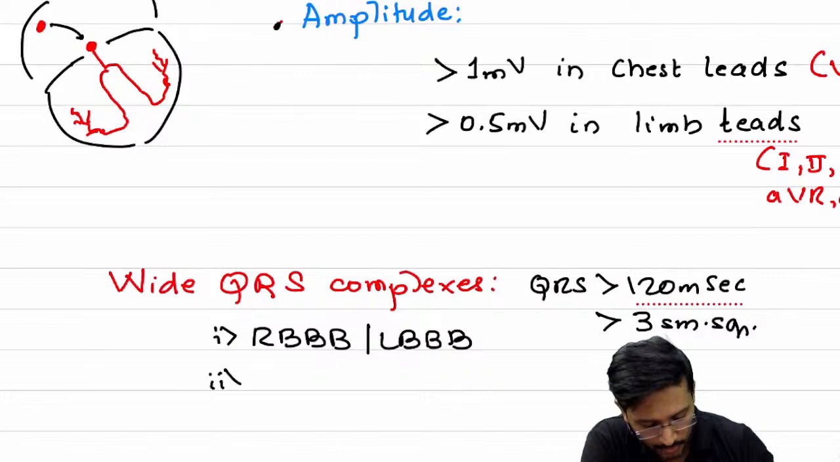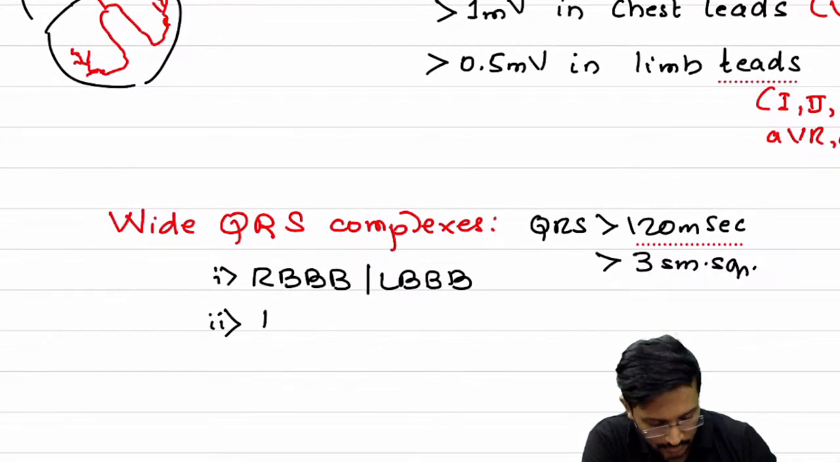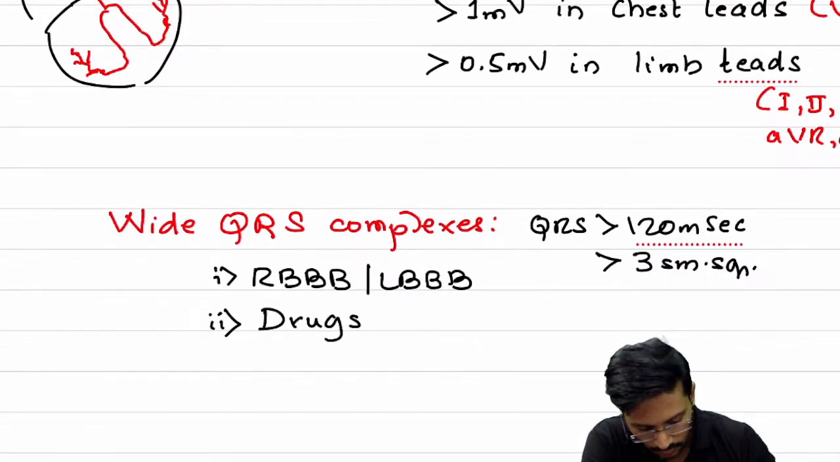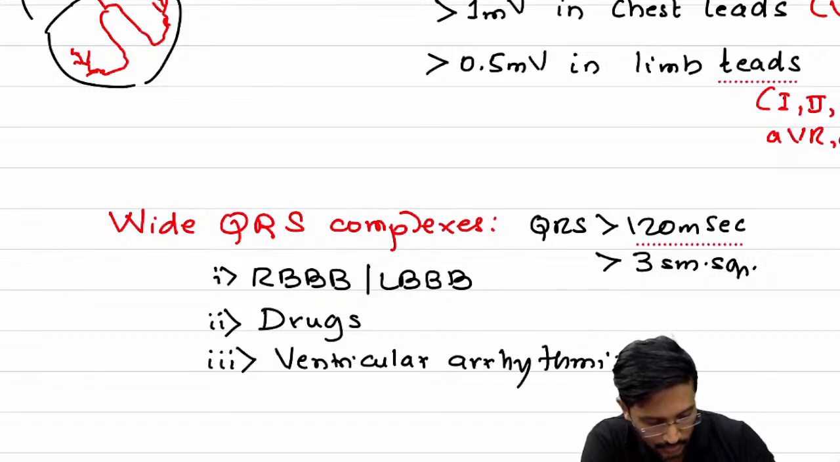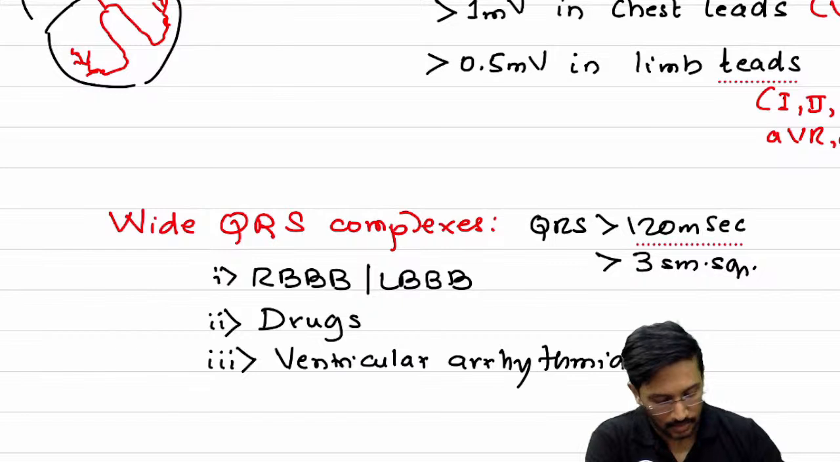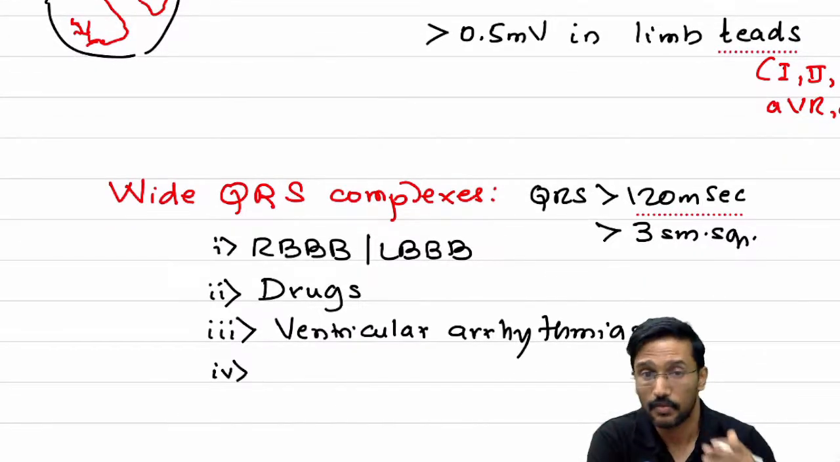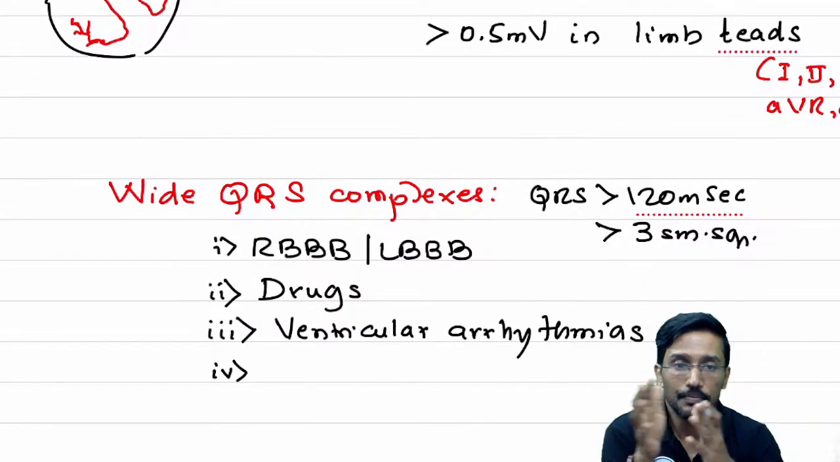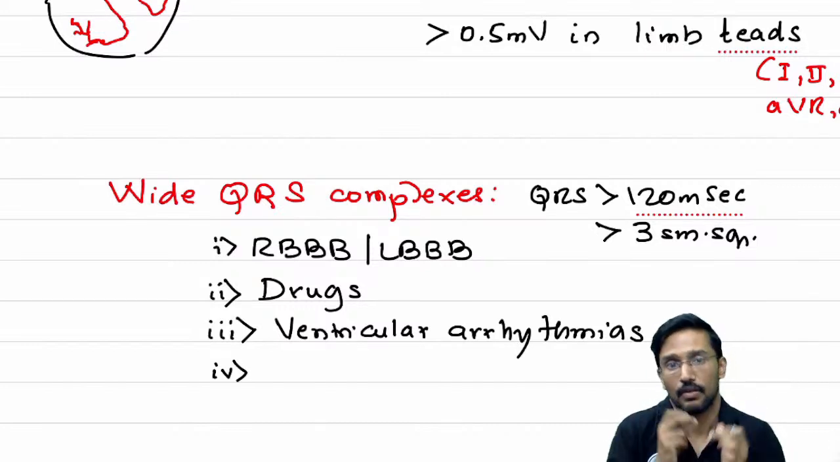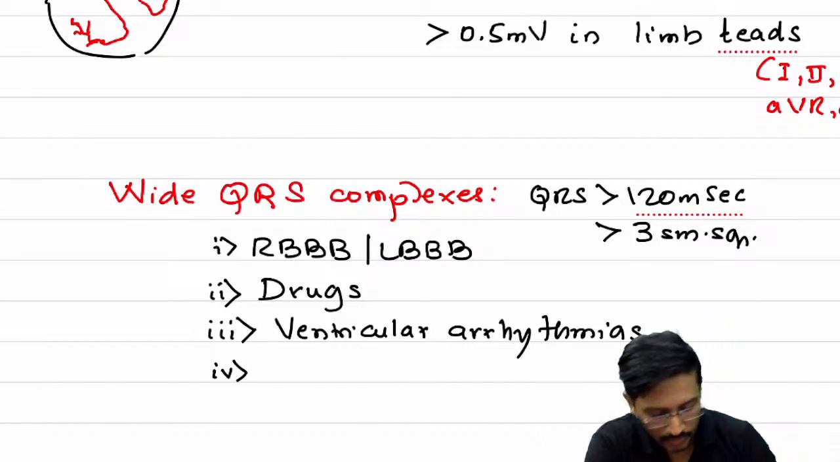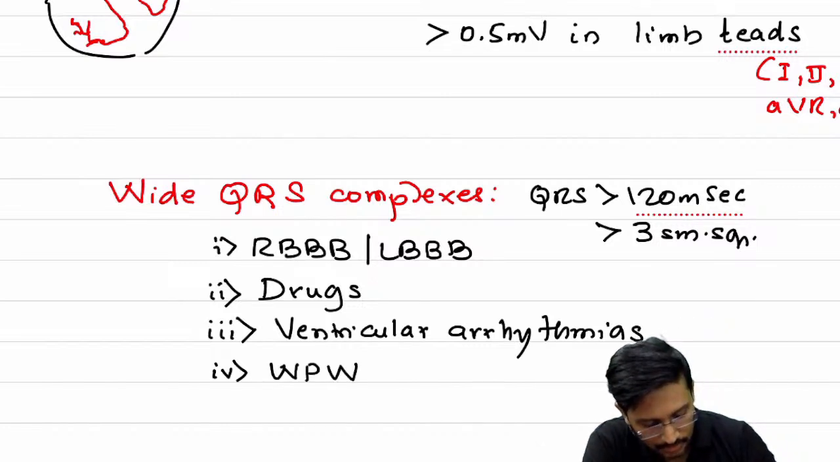Second, we can also get wide QRS complexes when it is induced by drugs. We can get wide QRS complexes in ventricular arrhythmias. You might have come across ventricular tachycardia and ventricular fibrillation. In those cases, we can get wide QRS complexes. And then we have already discussed one condition with wide QRS complexes, where the depolarization of the ventricle started early, and because of that the QRS became wide. What am I talking about? Yes, WPW syndrome. So in all these conditions, the QRS complexes can become wide.